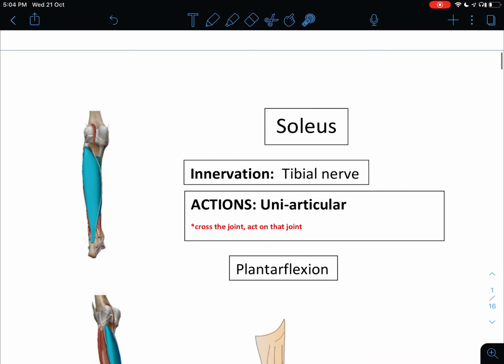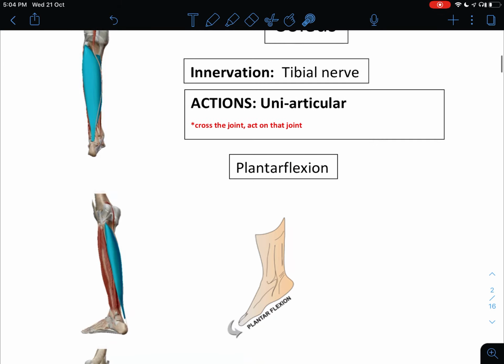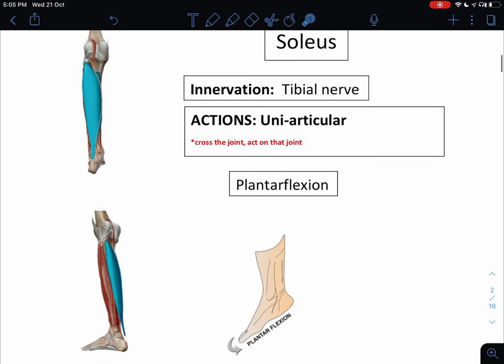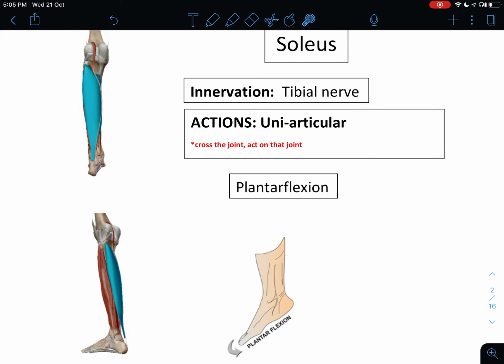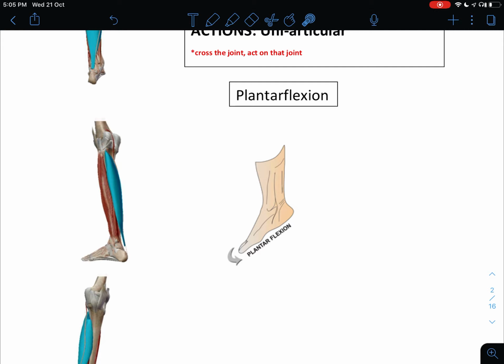Next, we have the soleus, which is going to be innervated by the tibial nerve. This one is called a uniarticular muscle because it only crosses one joint. Its action is going to be plantar flexion, pointing those toes down towards the ground.